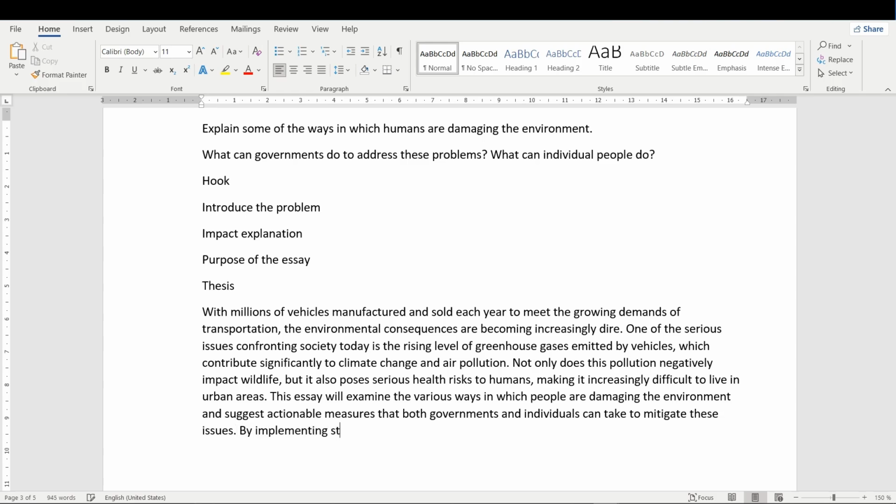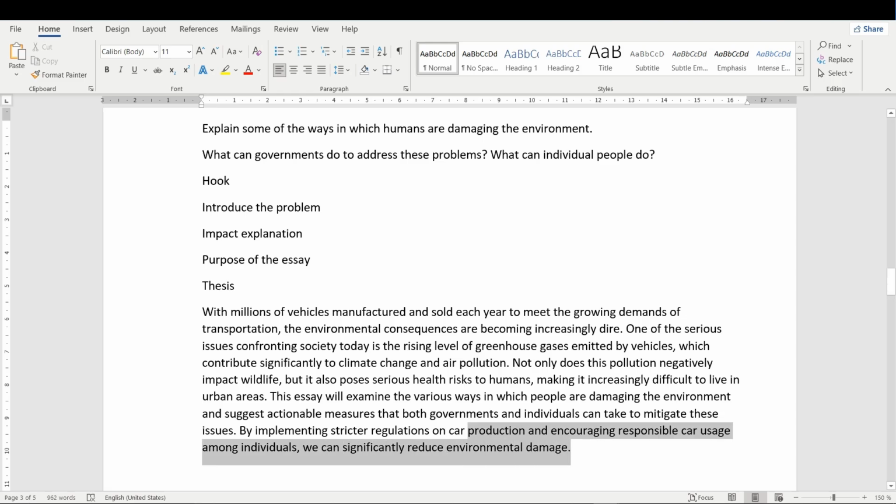By implementing stricter regulations on car production and encouraging responsible car usage among individuals, we can significantly reduce environmental damage. Here we wrote in detail, mainly answering the questions above. That is why this is the thesis statement.